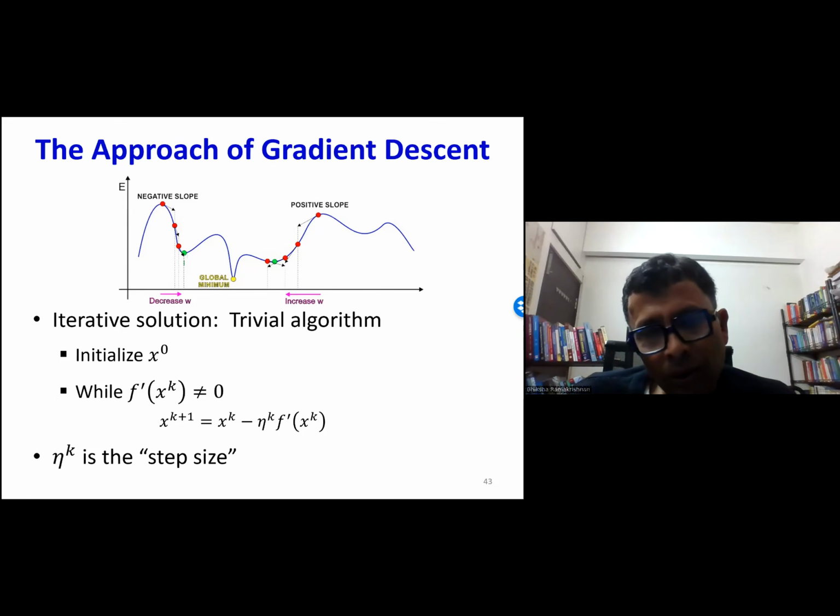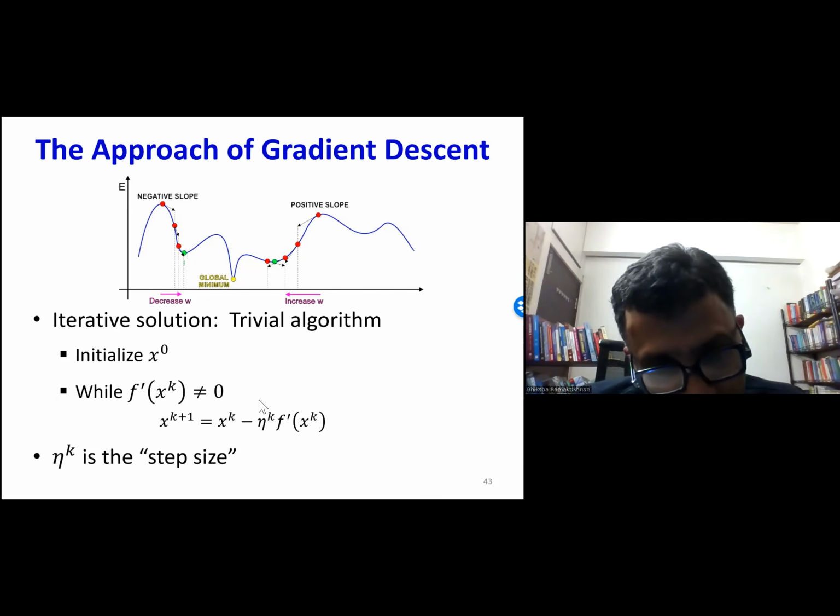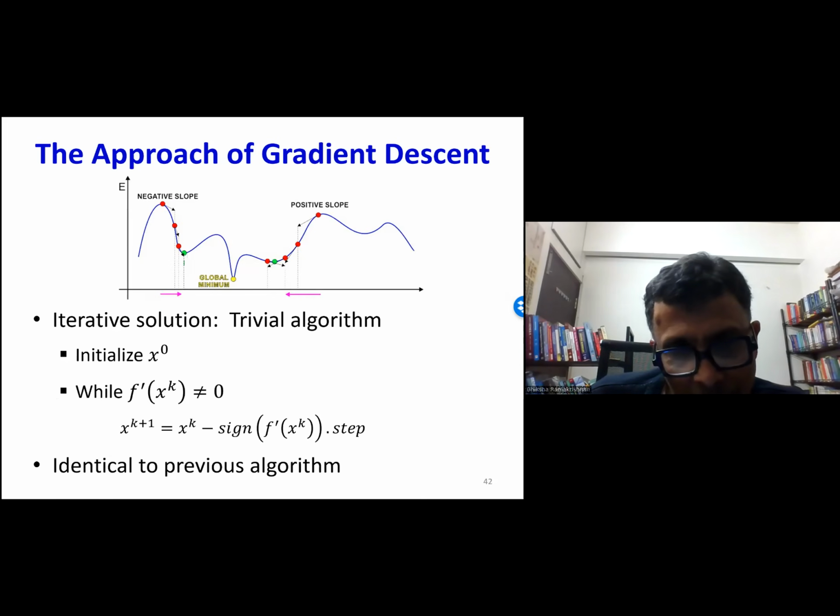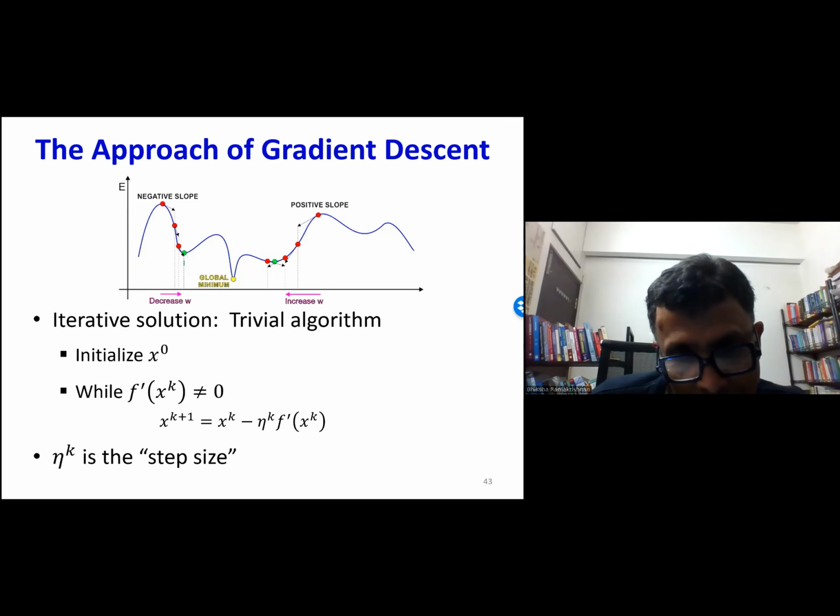Yeah. So is this step size the same as the learning rate? Indeed it is. That's what we will find out, right? Now, this actually has a little more, it's a little more meaningful than having a constant step size, because here the step is proportional to the derivative.